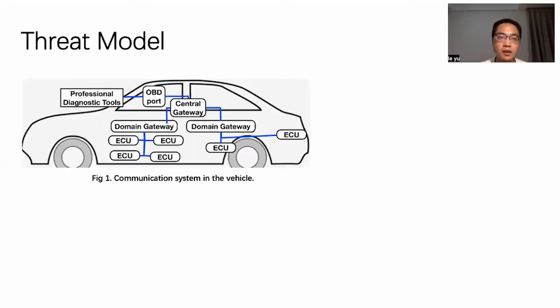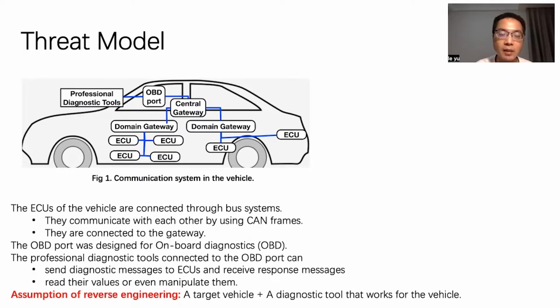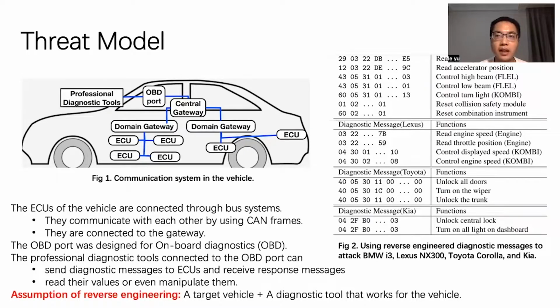This picture shows the overall structure of a modern vehicle. The vehicle contains many ECUs, and these ECUs are connected by using the bus system, and all of them are connected to the gateway. And one vehicle will also have one OBD port connected to the central gateway, so that the repairman can use professional diagnostic tools to communicate with the ECUs. The assumption of this paper is we only have the target vehicle and a diagnostic tool that can work for this vehicle.